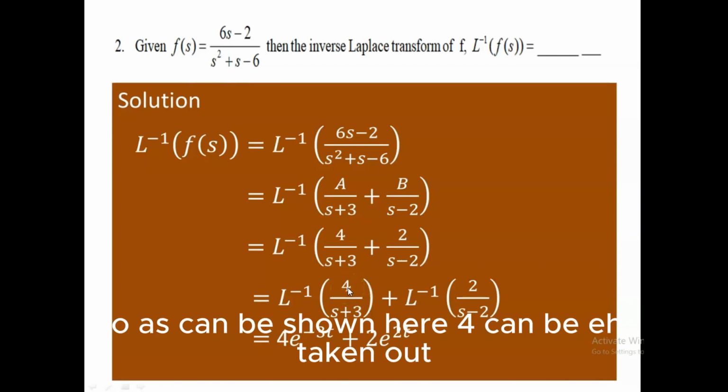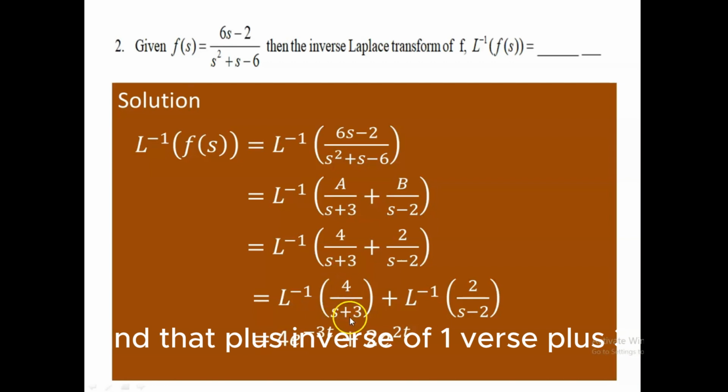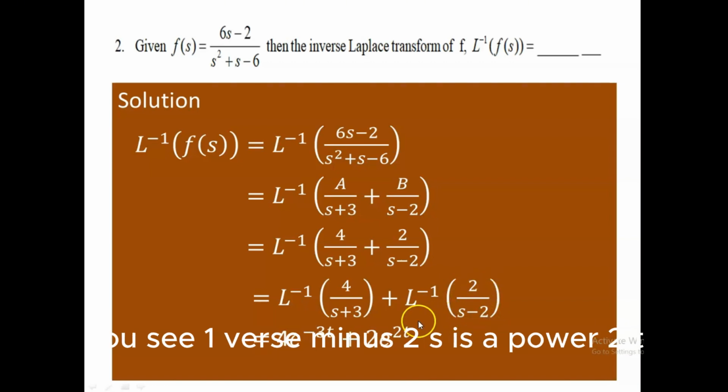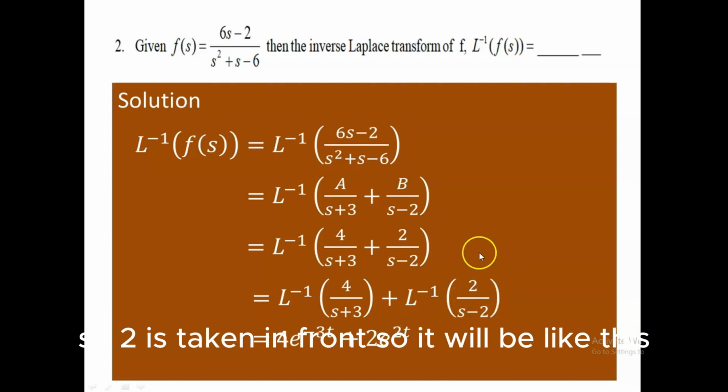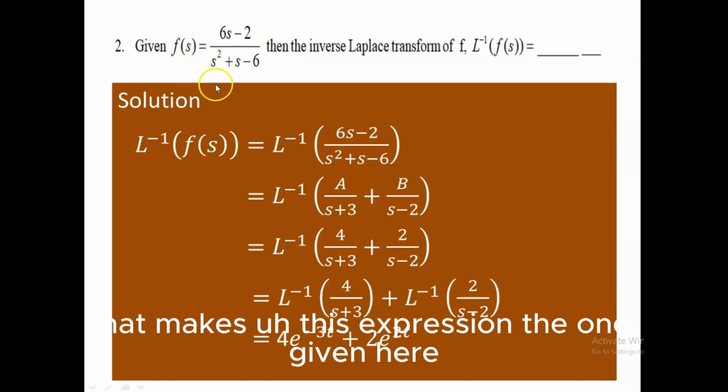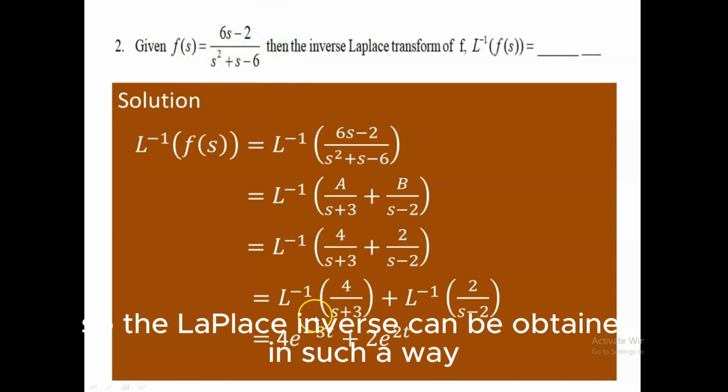As can be shown here, 4 can be taken out, and Laplace inverse of 1 over s plus 3 is e to the power of minus 3t. And the Laplace inverse of 1 over s minus 2 is e to the power of 2t. So 2 is taken in front, so it will be like this. So dear students, it is the Laplace inverse of this that makes this expression the one given here. So the Laplace inverse can be obtained in such a way.